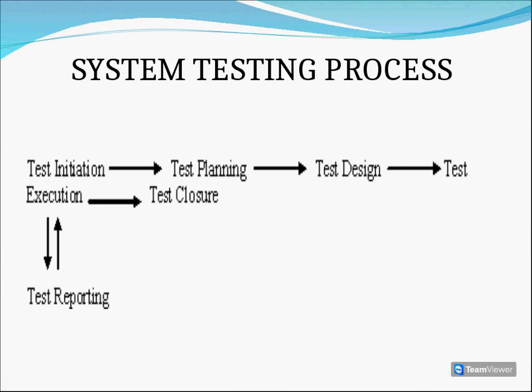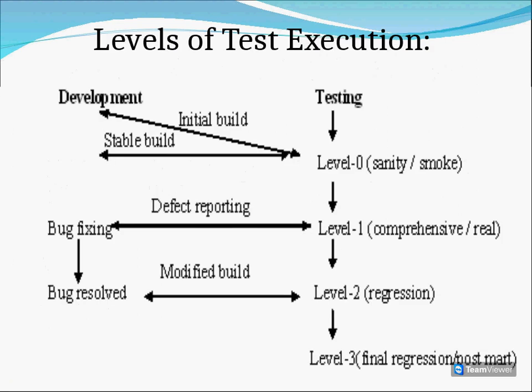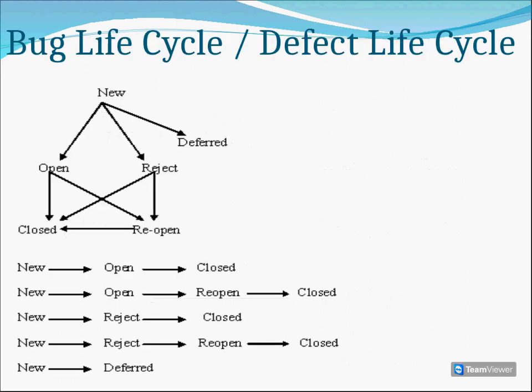Once we complete that part, we are trying to concentrate on basic definitions relating to software testing. Once we look into the basic definitions of software testing, we will be entering into the topics as well. Then we are trying to concentrate on the different levels of test execution. We're trying to concentrate on level 0, level 1, and the bug life cycle.